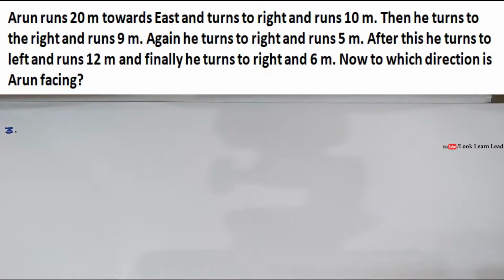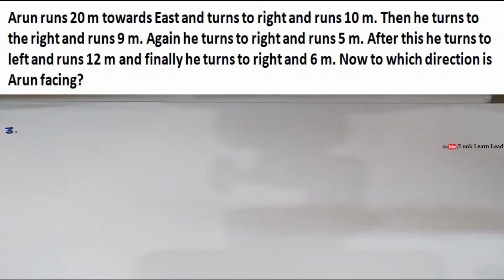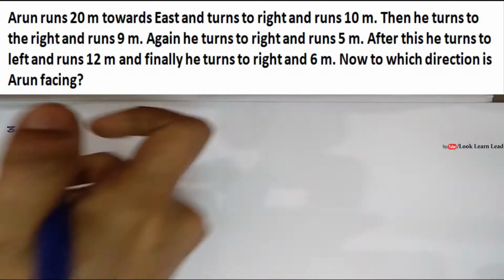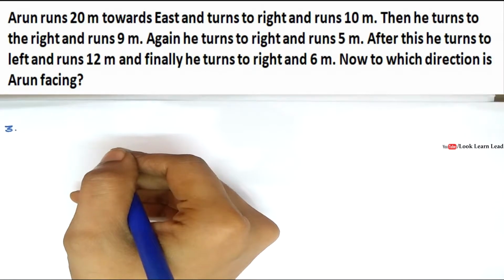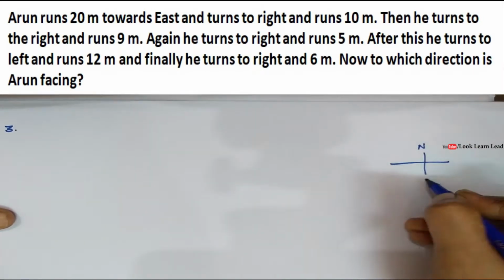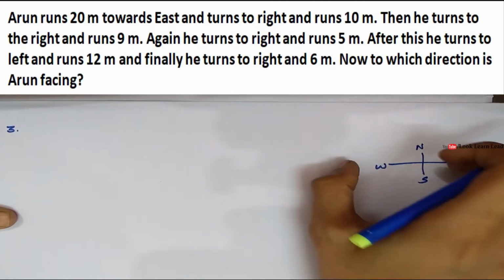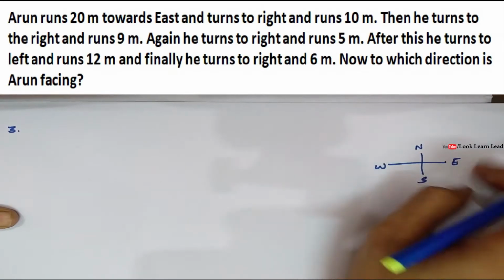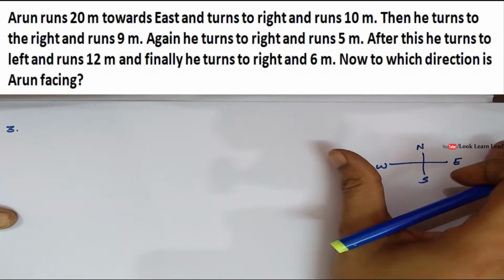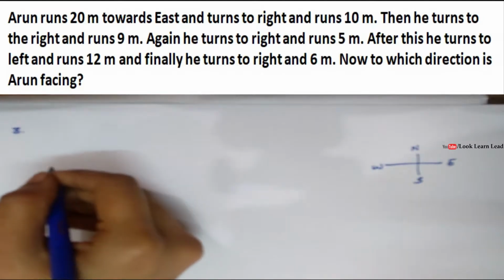Okay, in this question, this question is about Arun. Arun runs 20 meter towards east. So for this question also, whether you are very fluent, you can easily solve direction sense questions, then also you have to draw this, then only it would be easy for you. You would get accurate answer. Okay, Arun runs 20 meter towards east.